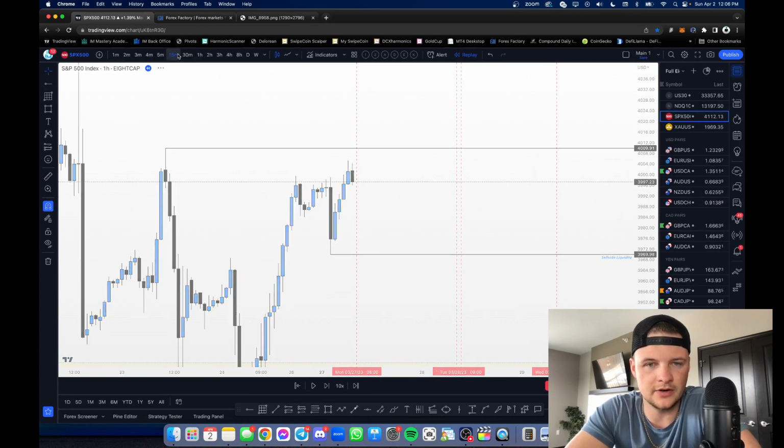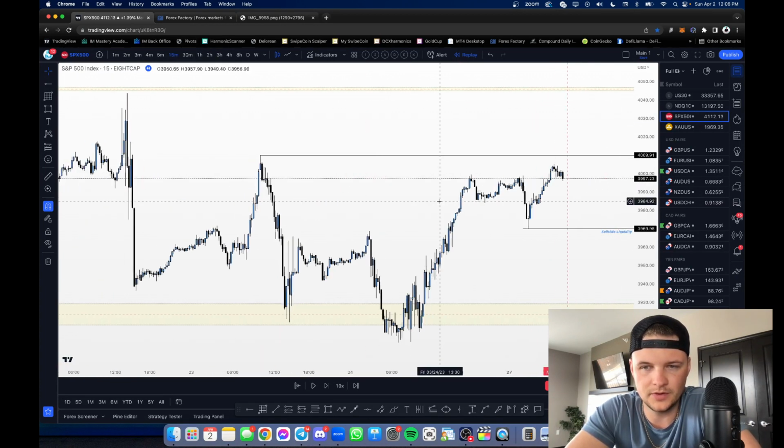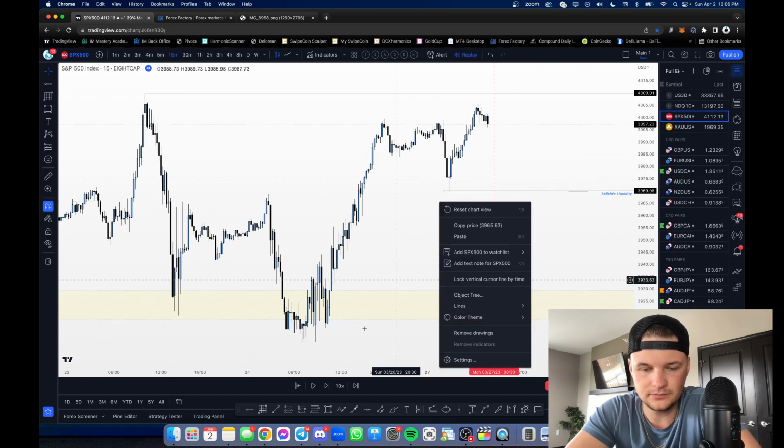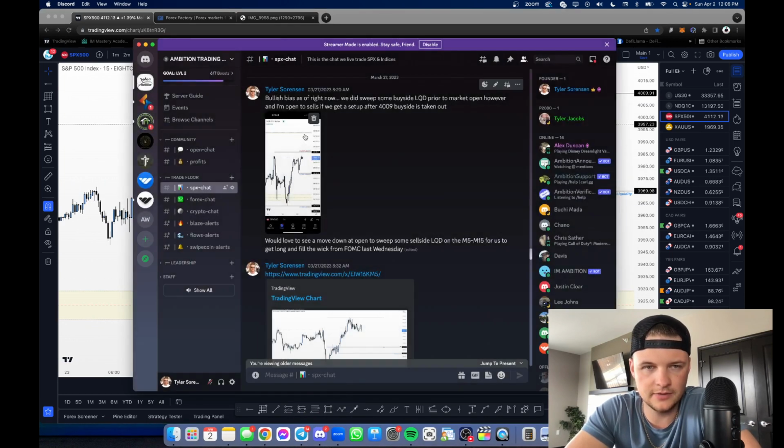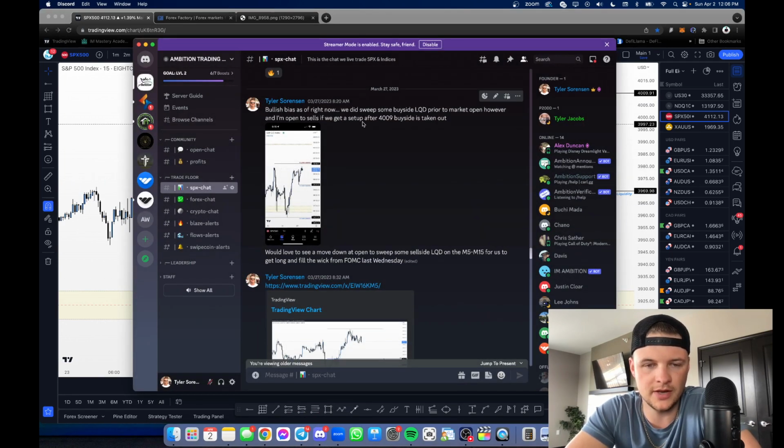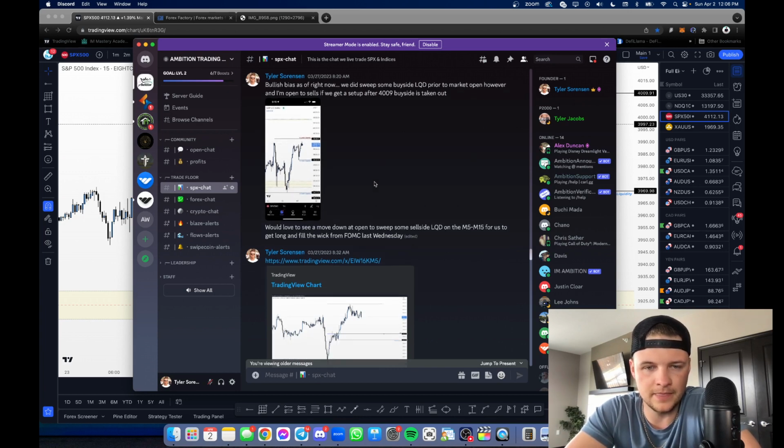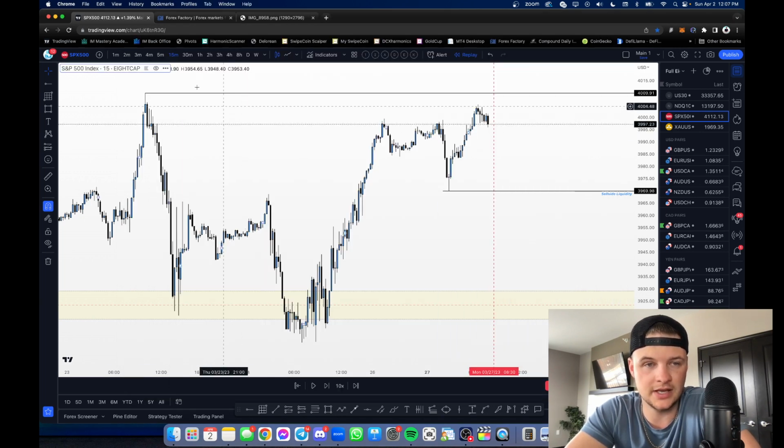So dropping down here to the 15-minute time frame. Remember, we had no news on Monday. And if we go back, so I'm bullish buy sides right now, but we swept buy side liquidity. And I wanted to see one more level of buy side liquidity be taken out. I said, would love to see a move down at open to sweep sell side liquidity on the M5, M15 for us to get long and fill the wick from FOMC from last Wednesday, right?